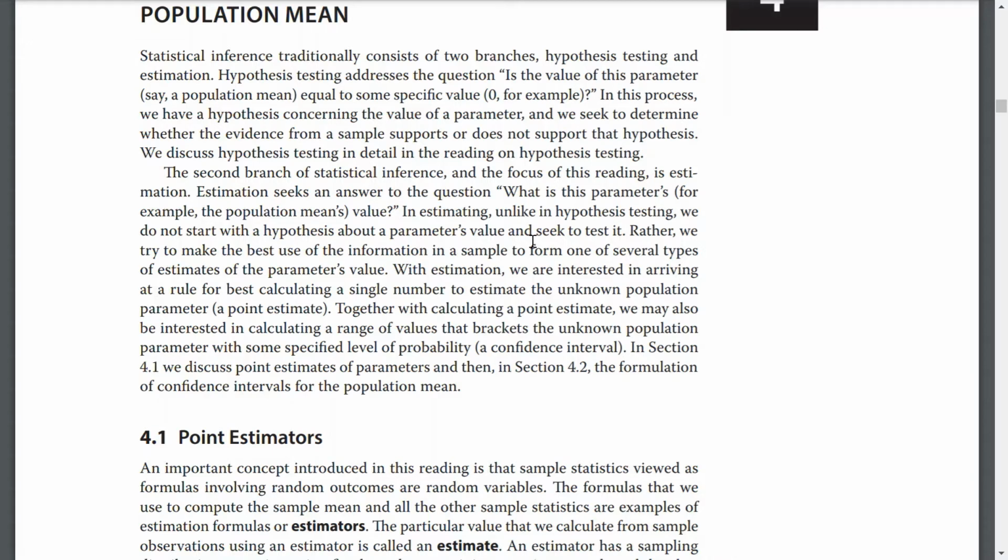With estimation, we are interested in arriving at a rule for best calculating a single number to estimate the unknown population parameter, a point estimate. Together with calculating a point estimate, we may also be interested in calculating a range of values that brackets the unknown population parameter with a specific level of probability, a confidence interval. In section 4.1, we discuss point estimates of parameters, and then in section 4.2, the formulation of confidence intervals for the population mean. 4.1 covers point estimators.